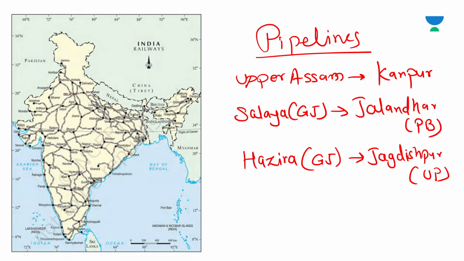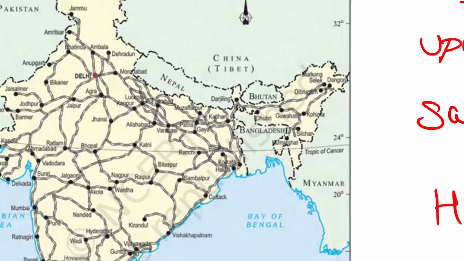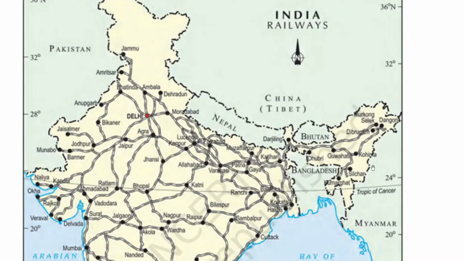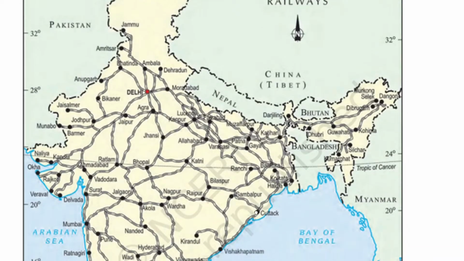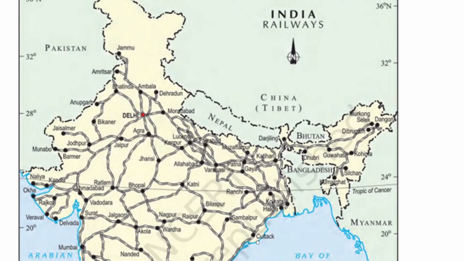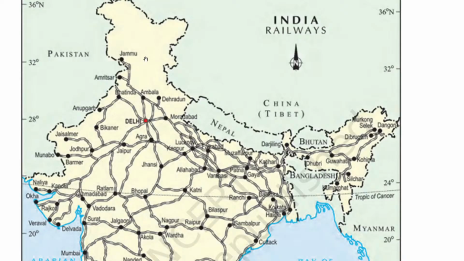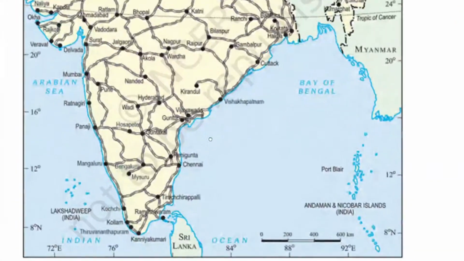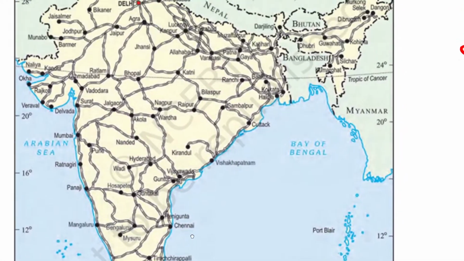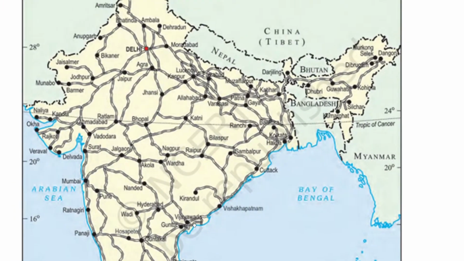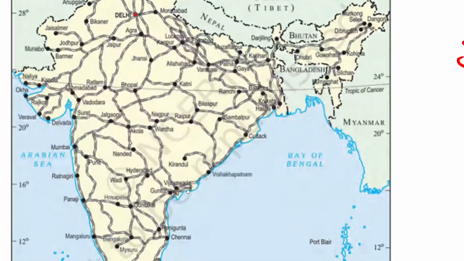Now this map, friends, we just keep, but just go through that. It's showing the railways network. Now here is a new line under construction. Now see the network of railways.